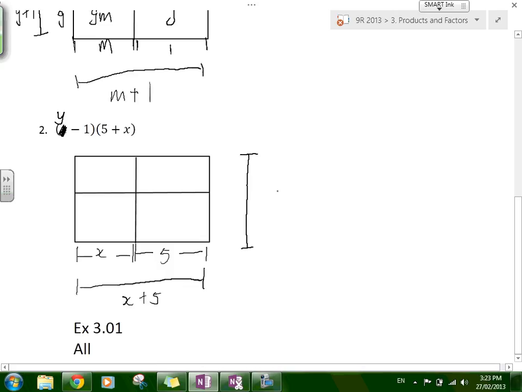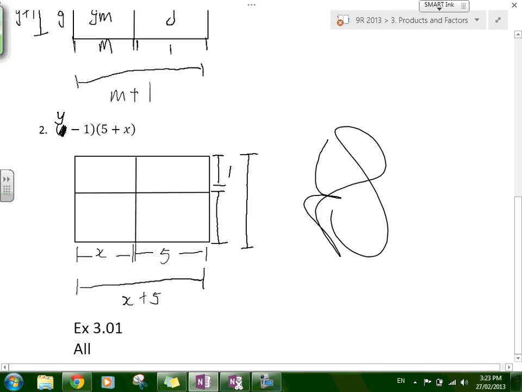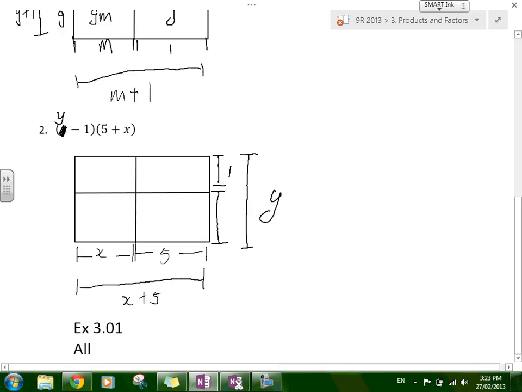Anyway, this is y. If this distance here is 1, then what's this distance here? If this total distance is y, and this distance is 1, what's this distance? Y minus 1. If this is 1, this is y, this distance must be the total distance, which is y, take away 1. So we've got y minus 1 here.